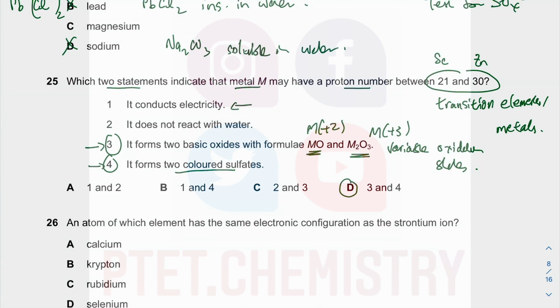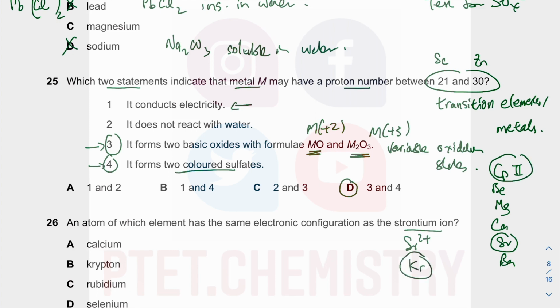So next up, 26. An atom of which element has the same electronic configuration as the strontium ion? So strontium ion is strontium 2+. You have beryllium, magnesium, calcium, strontium, barium. What happens is when you lose 2 electrons from strontium, you are going to have krypton configuration. Look at the periodic table.